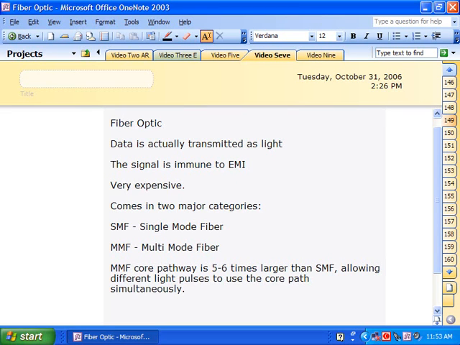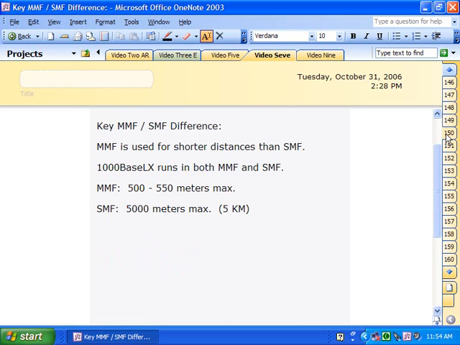So again, those are the big differences. It's really cost, the number of signals they're carrying, and the fact that MMF is generally used for shorter distances. And as I mentioned, here's the 1000BASE-LX that runs in both MMF and SMF, and you can see the SMF signal maximum cable length is much, much longer.